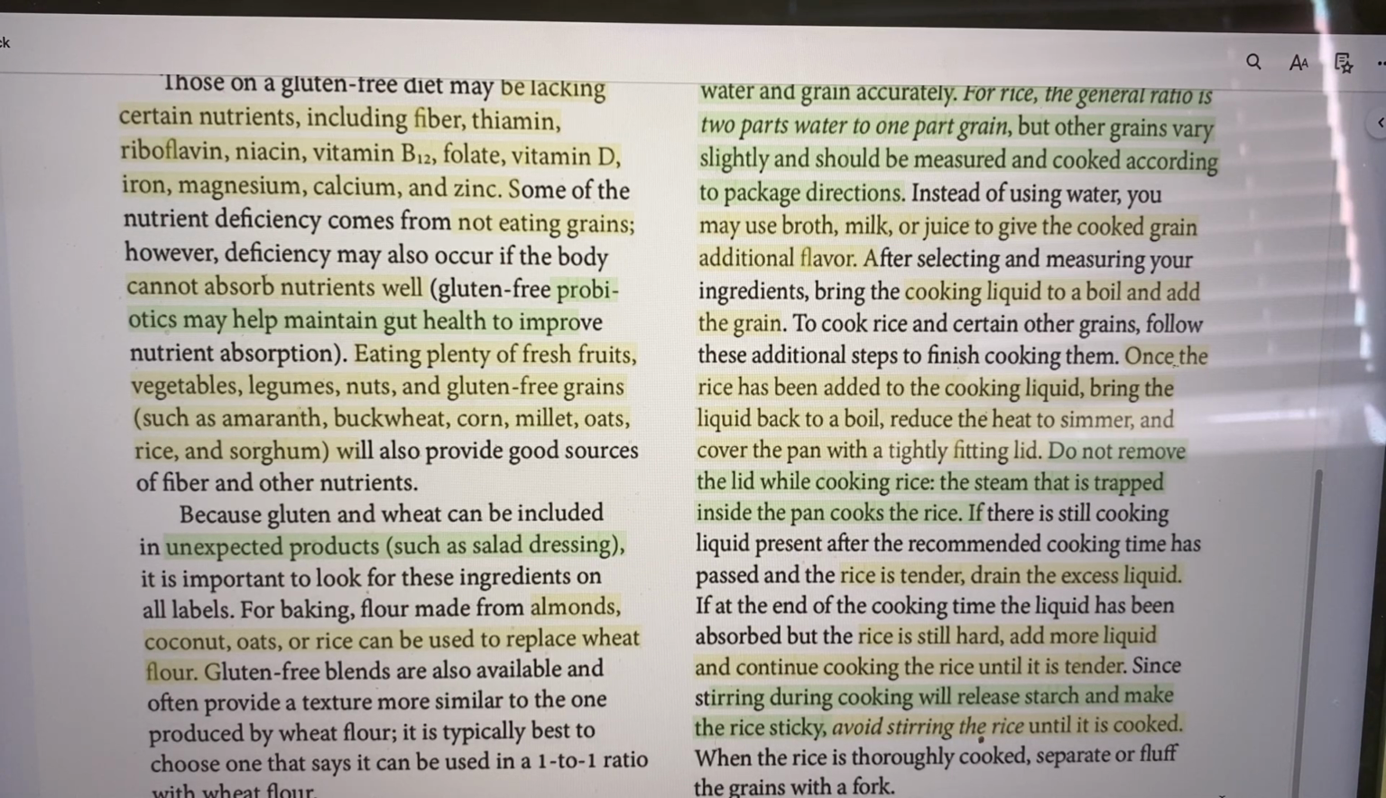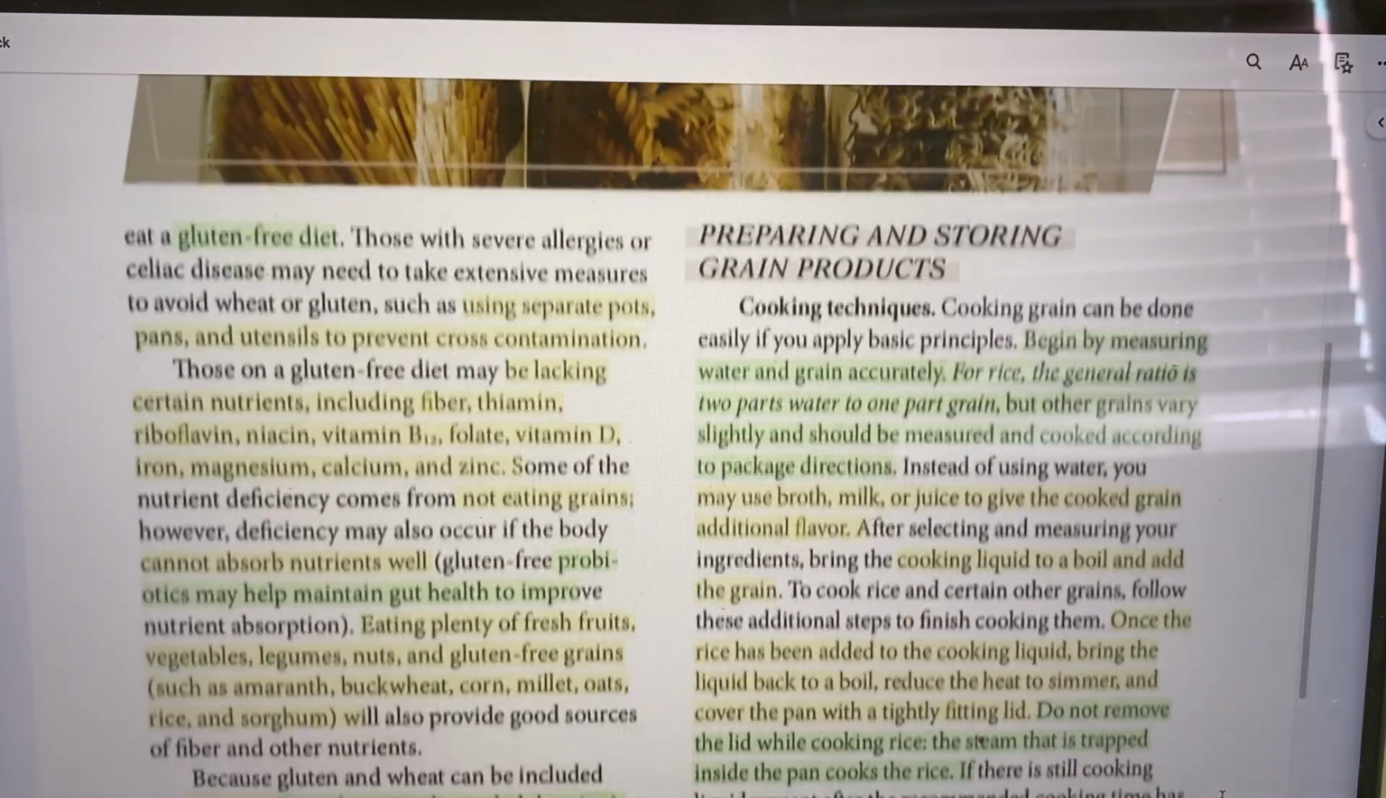So for baking, it says here, flour made from almonds, coconut, oats, or rice can be used. So they have to substitute the grains with almond, coconuts, oats, or rice because those are gluten free. So just to know if someone has a gluten allergy, which is becoming very popular these days.